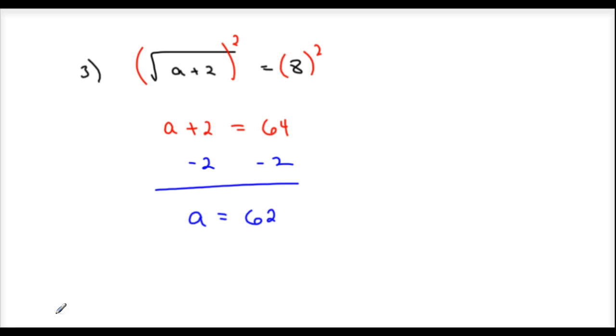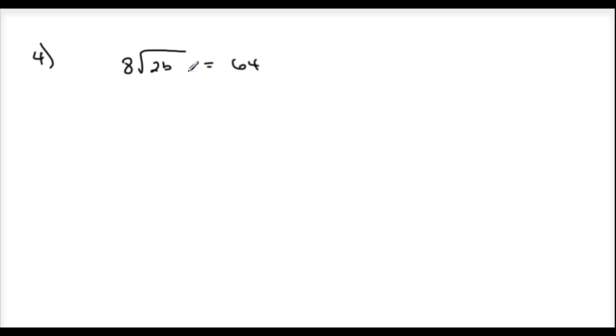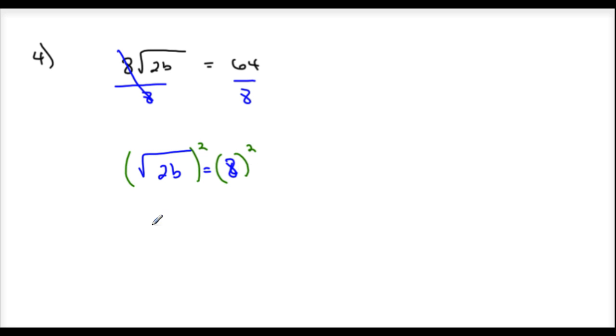Next example. Number 4. 8 times the square root of 2b equals 64. Isolate my square root. Divide by 8 on both sides. Square root of 2b equals 8. Get rid of your square root by squaring. So 2b equals back to 64. Finally, divide by 2. B equals 32.